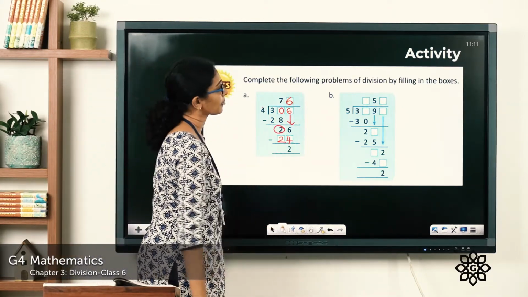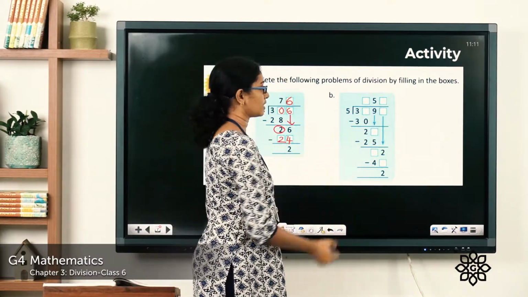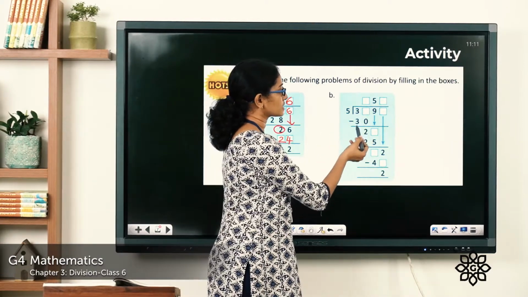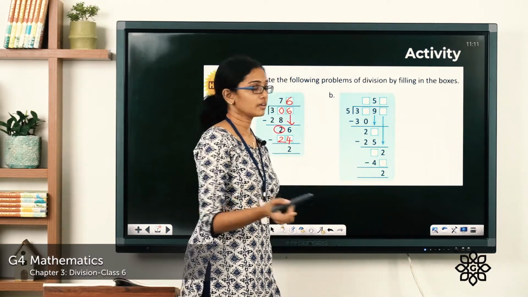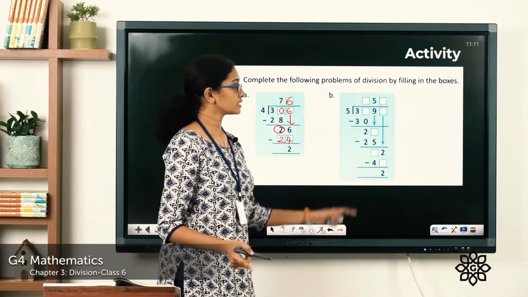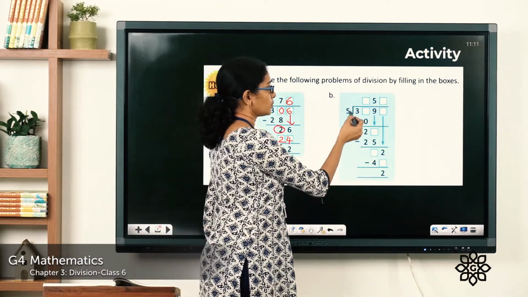Question B. There you have a 4-digit dividend and you have a 1-digit divisor. 4-digit divided by 1 digit. Now look at the digits here. See, from the number written here, we can understand that the first 2 digits of the dividend were taken under consideration for the division with this 5.